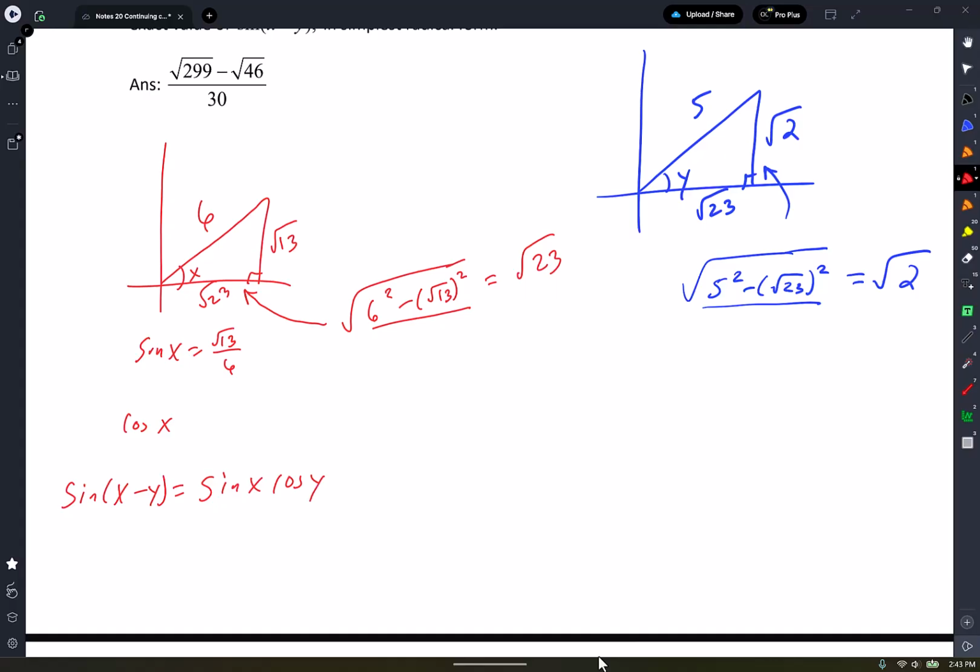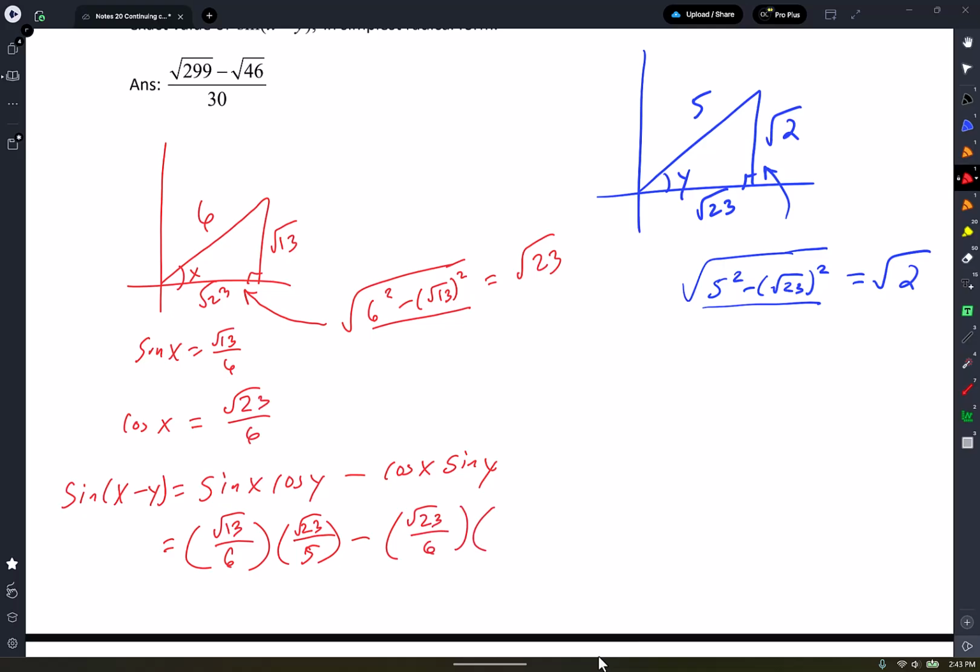Sine x cosine y minus cosine x sine y. Put the value in the bottom. So here it is, parentheses, sine x. Well, I'm looking at this x here, square root of 13 over 6, open parentheses, cosine y. Go to the y. I think that one was given. Square root of 23 over 5 minus cosine x. Go to this one, square root of 23 over 6. Sine y. Go to the y. Square root of 2 over 5. Is everyone okay with where we're getting those numbers from?